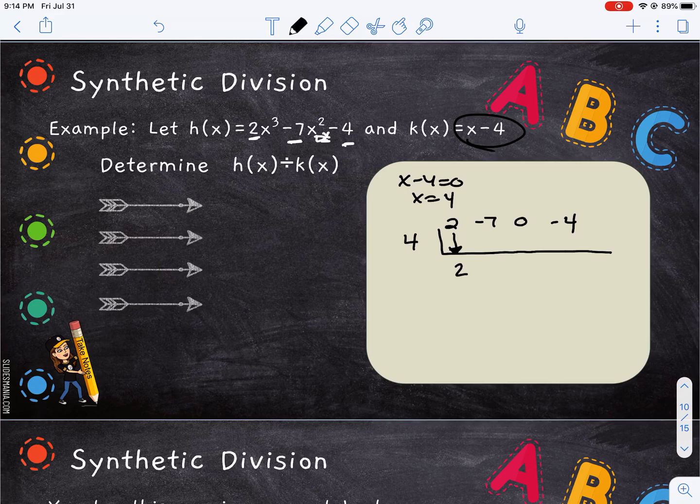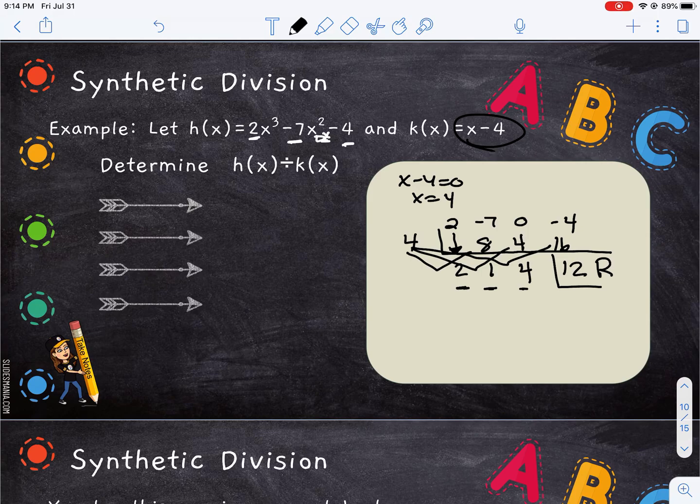We start by drawing an arrow, so you remember to drop down the very first term. Now to get the next number in the box, we multiply. 4 times 2 is 8, but then you add. 4 times 1 is 4, and we add. 4 times 4 is 16, and then we add. I always box off the very last one because that's my remainder.